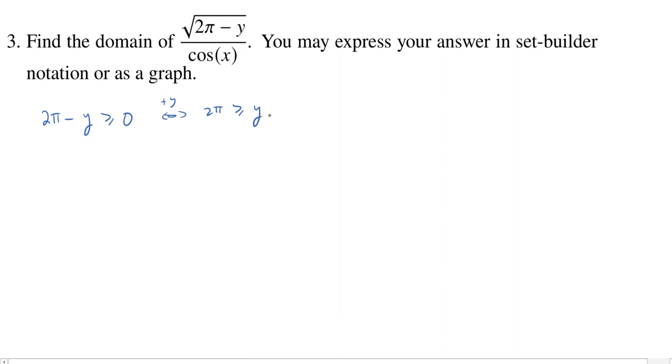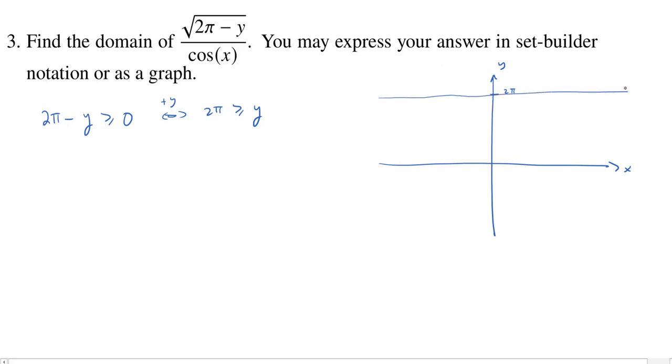If we were trying to sketch this, we would right off the bat say, well, the y value can't go above 2 pi. So let's put 2 pi right there. It can be equal to it, so we're going to use a solid line. I know I can't get anything above that, so the black will be used to exclude things. All right, so that'll handle the numerator.